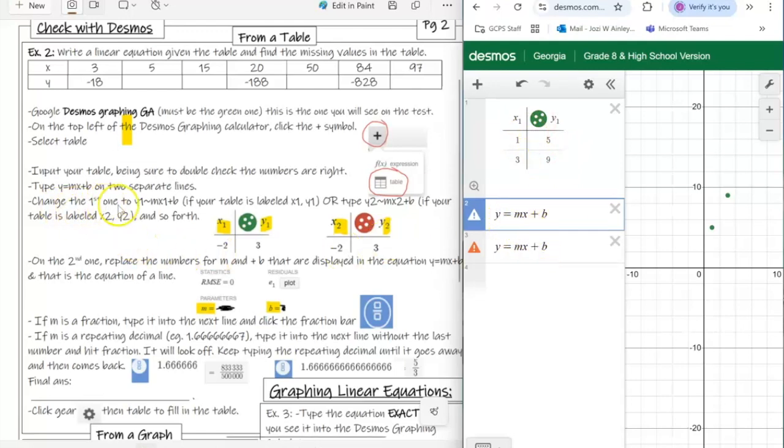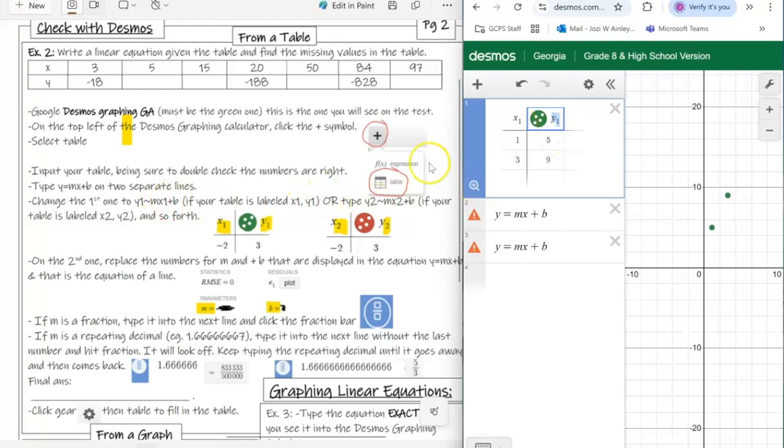All right, change the first one. So this is this one. Change the first one to y1, squiggly line, which is called tilde, but you'll hear me say squiggly line a lot, mx1 plus b, if your table is labeled x1, y1. So let's look at our table. What is the table labeled? x1, y1. So that's why I'm going to use y1 here and x1 here.